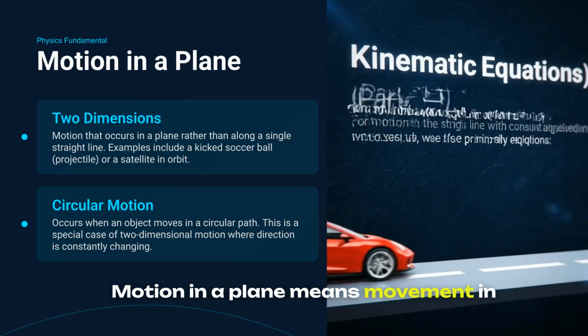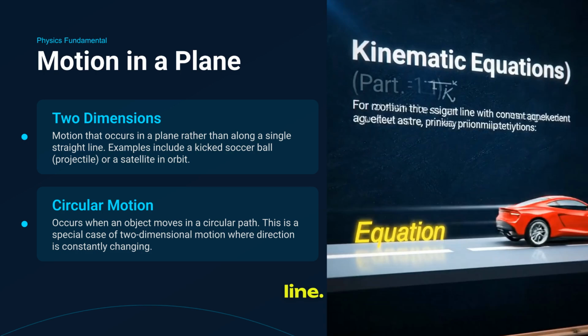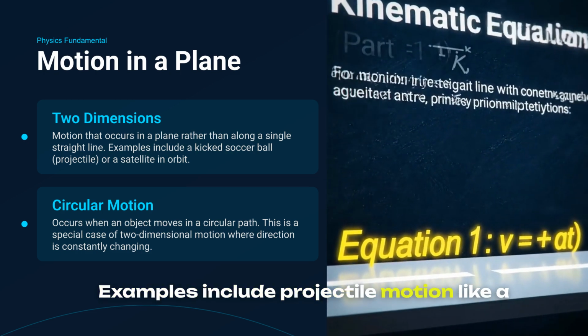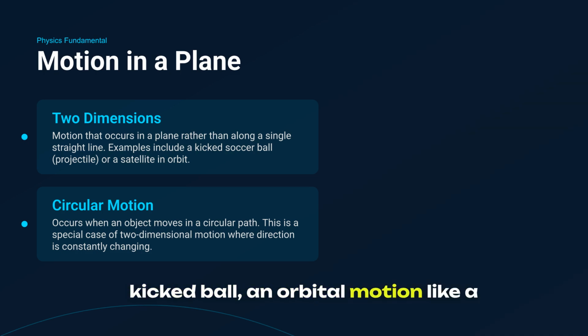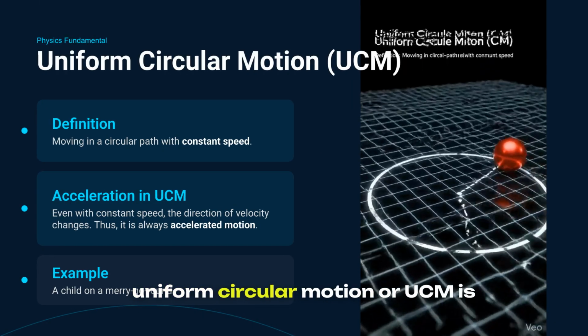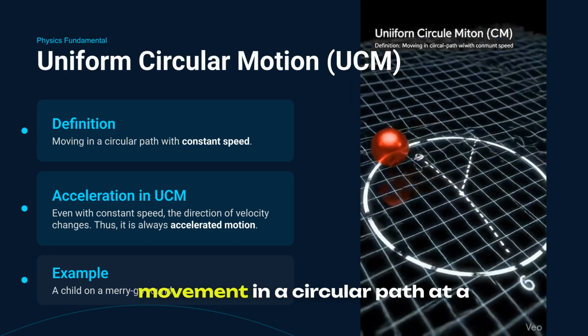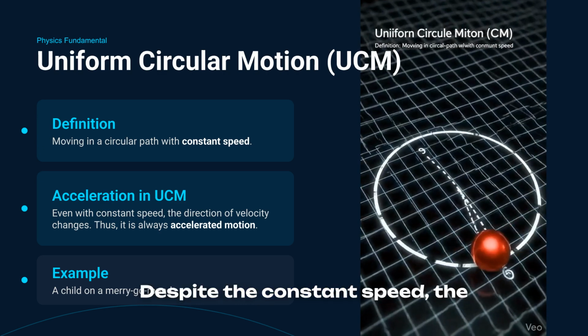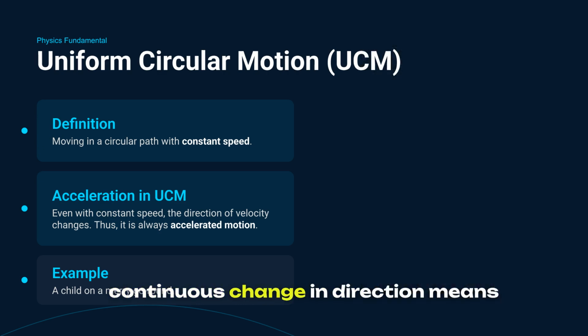Motion in a plane means movement in 2 dimensions, not a single straight line. Examples include projectile motion, like a kicked ball, and orbital motion, like a satellite. Uniform circular motion, or UCM, is movement in a circular path at a constant speed. Despite the constant speed, the continuous change in direction means the object is constantly accelerating.